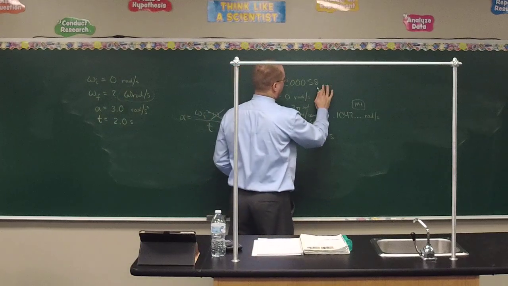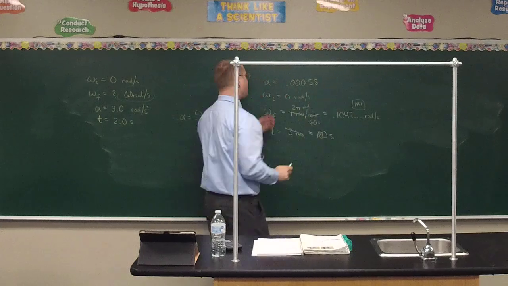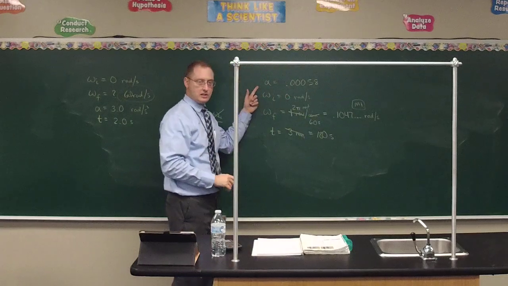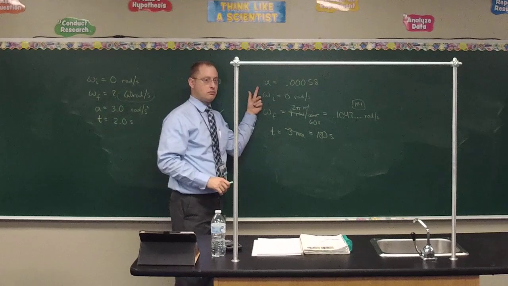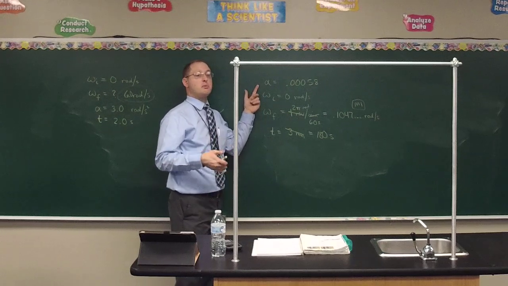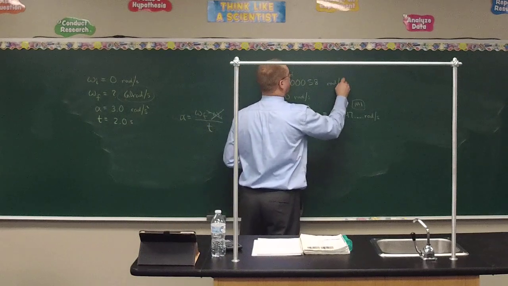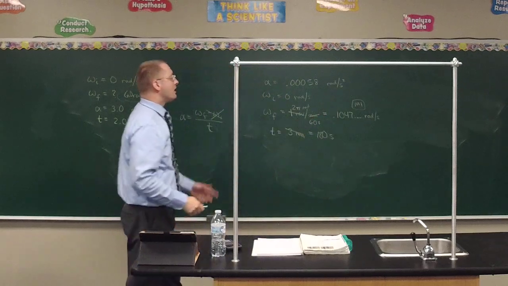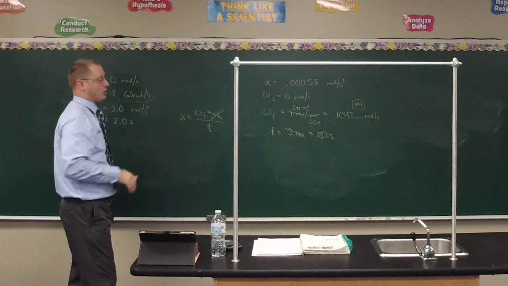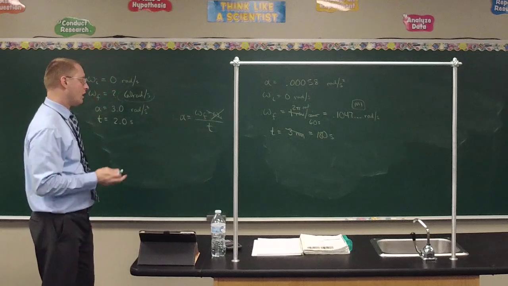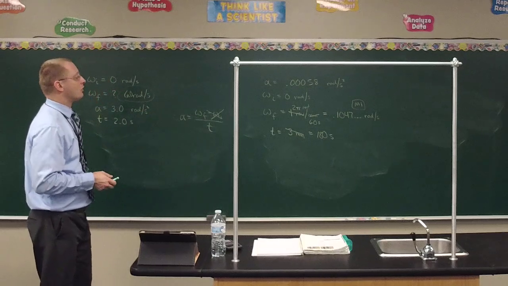So 0.00058. And what do we measure angular acceleration in, class? Acceleration used to be meters per second squared. Now it's radians per second squared, or, as Michael started to say, just per second squared. They use scientific notation in the book. More power to them. 5.8 e negative 4, or 0.00058 radians per second squared.